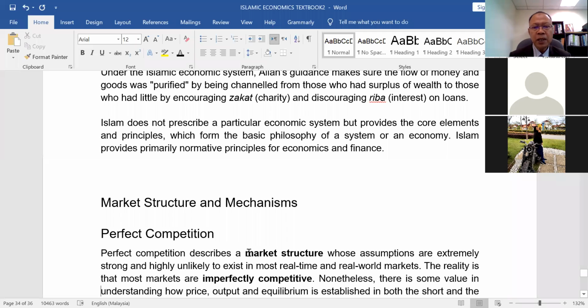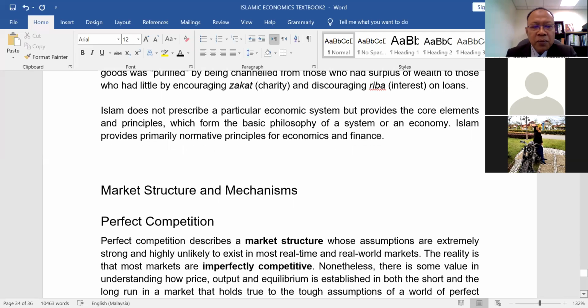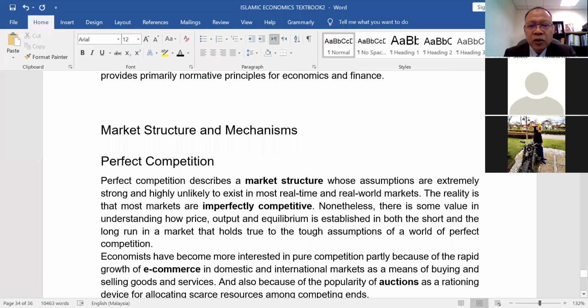Perfect competition describes a market structure whose assumptions are extremely strong and highly unlikely to exist in most real-world markets. Most of the markets in the world are not perfect competition; the model of perfect competition is a theoretical model. The reality is that most markets are imperfectly competitive. However, there is some value in understanding how price, output, and equilibrium are established in the market.